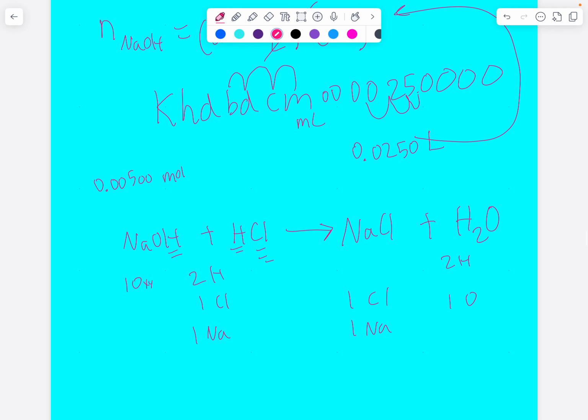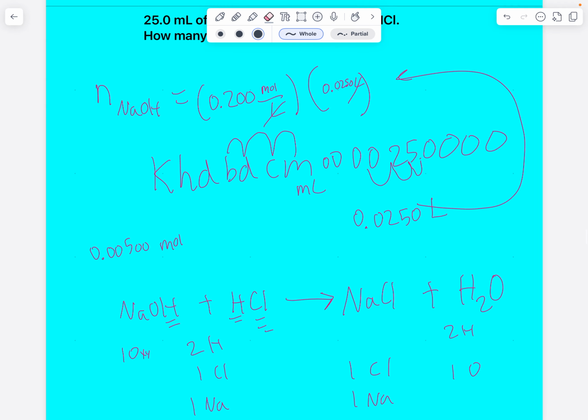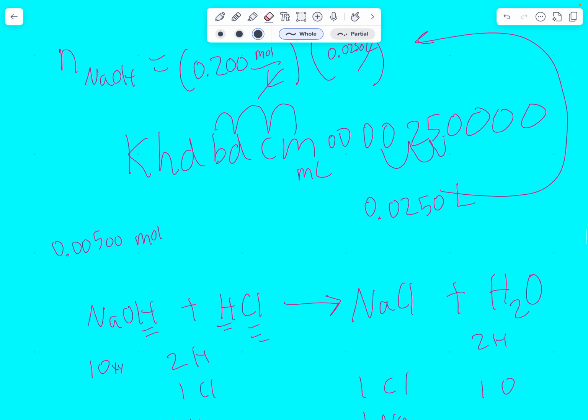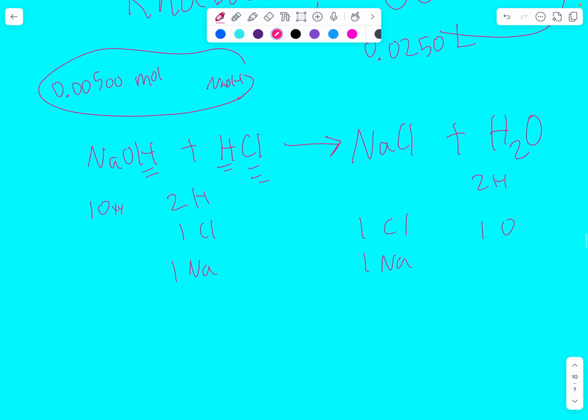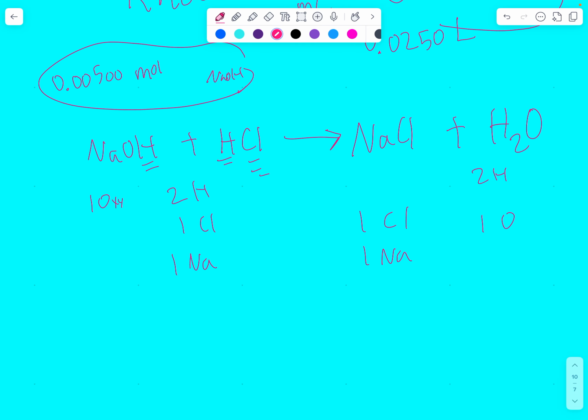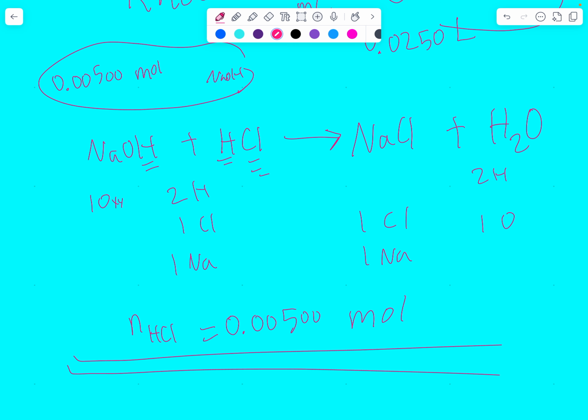So if everything's 1 to 1, and we had 0.00500 moles for the NaOH, it means everything's balanced. I don't need to double anything. So the moles of HCl is also 0.00500 moles. Same as NaOH for HCl.